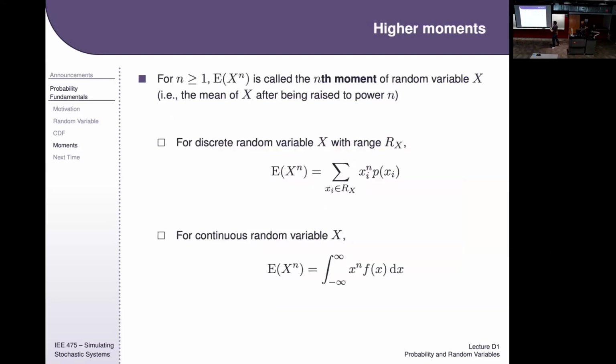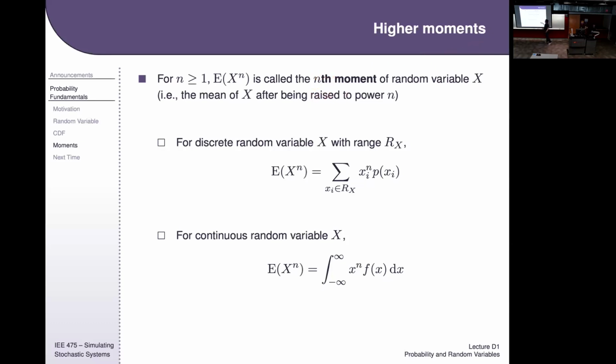Okay. So then higher moments. So that was the first moment. What about the next higher moment? We can define any number of moments, any countable moment here. So by the nth moment, we can have the second moment, the third moment, and so on.